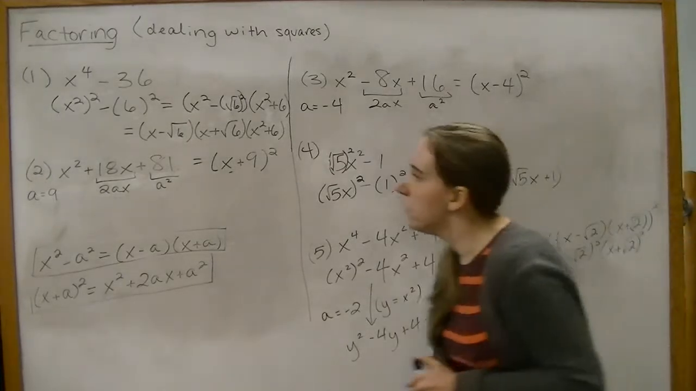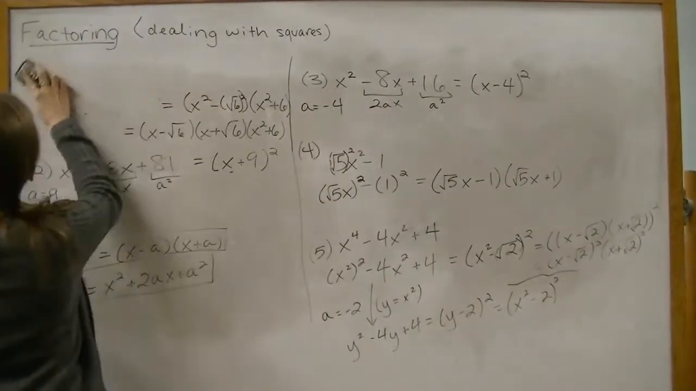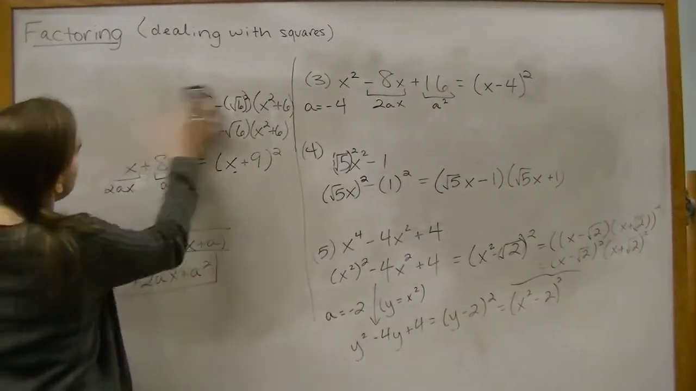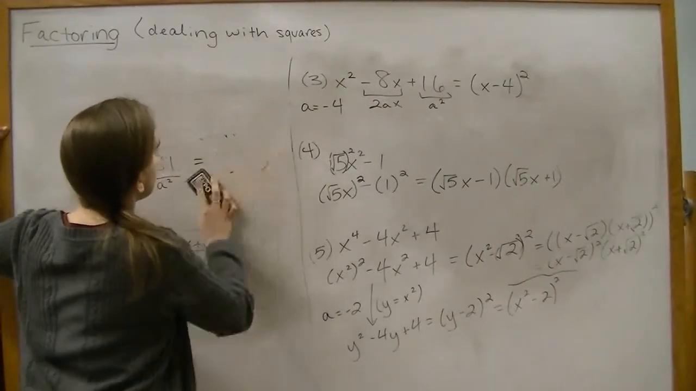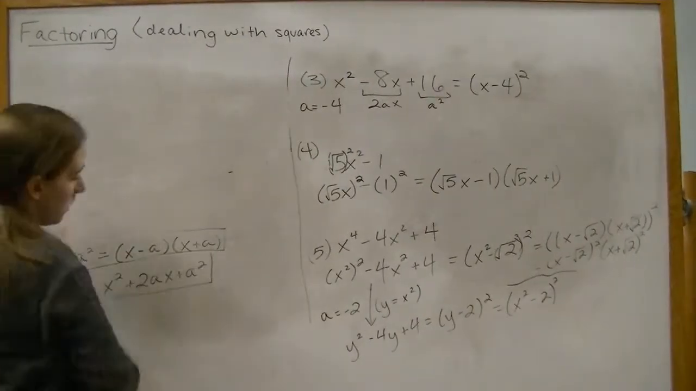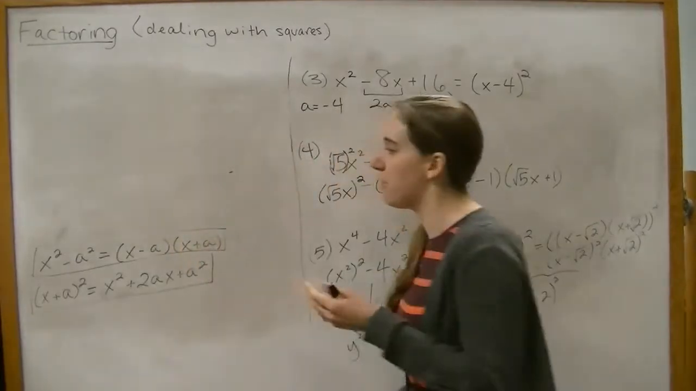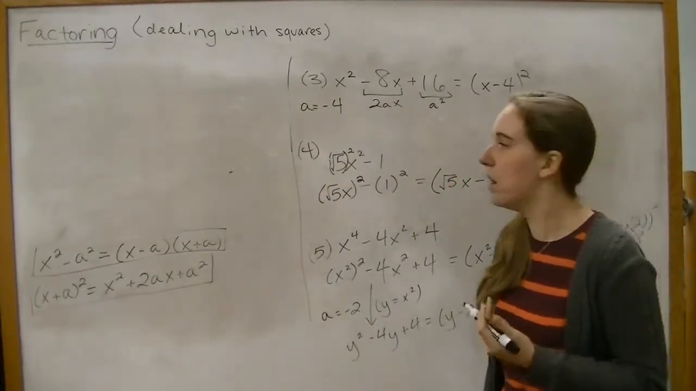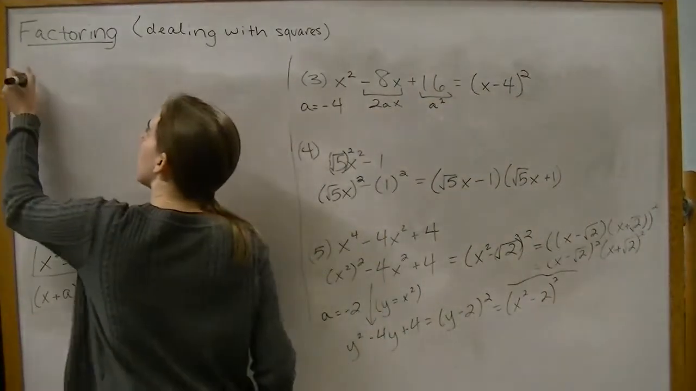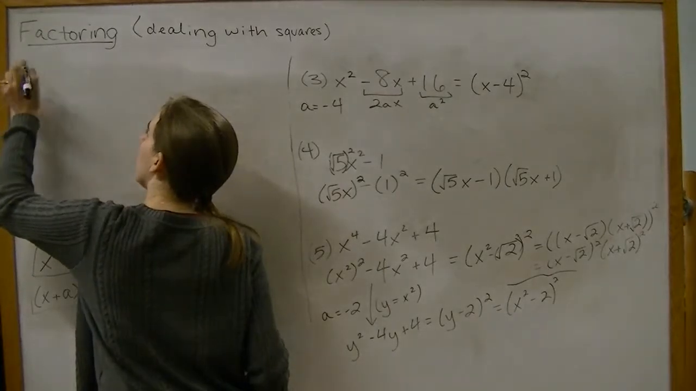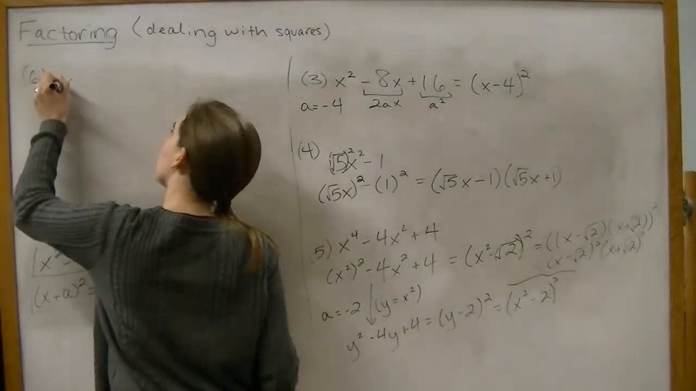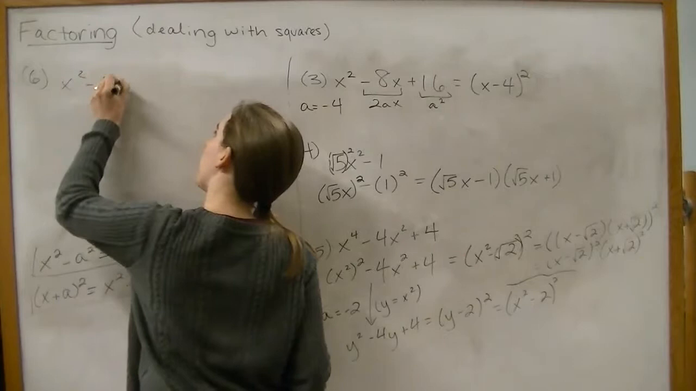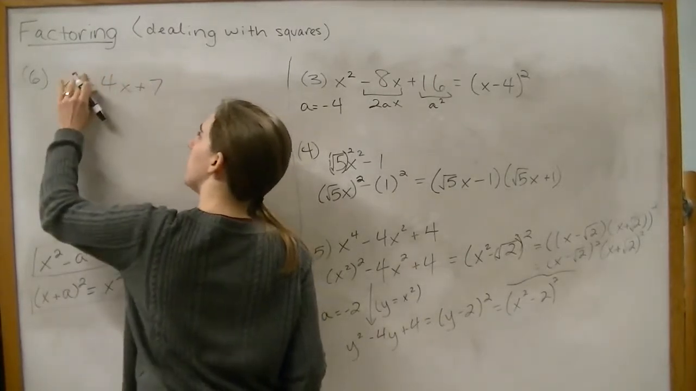Okay. So all of these have worked nicely, but that's not always going to be the case. There's a lot of functions, or expressions, that we actually can't factor using either of these two methods. Like, let's look at the example x squared minus 4x plus 7.